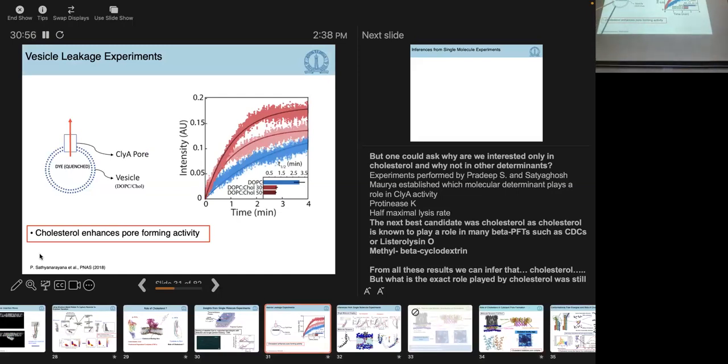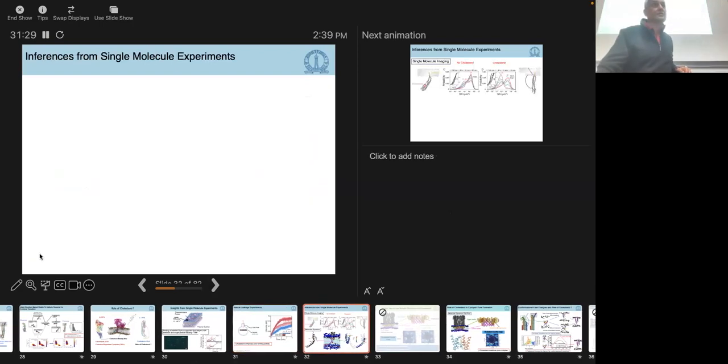I'll just show you this. So here you have calcein, which is a dye which is quenched when it's inside the vesicle. And these vesicles are on the order of 100 nanometers, so they're small unilamellar vesicles. If you look at the intensity of the leakage, you can actually track the leakage intensity of the dye versus time. What you'll find is that for DOPC, that is without any cholesterol, the kinetics are the slowest. The moment you start adding cholesterol into the system, you see that the kinetics are much faster, right? So cholesterol clearly enhances pore forming activity, and the question is why?